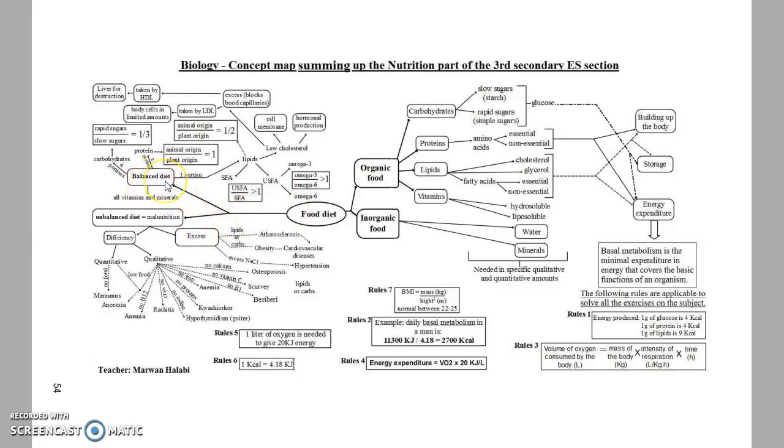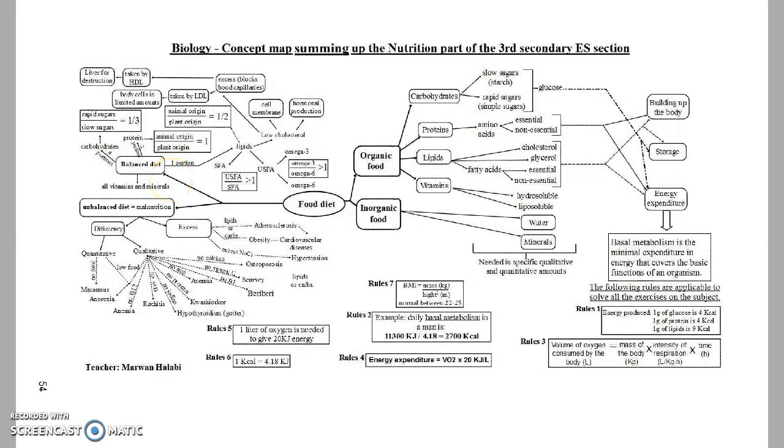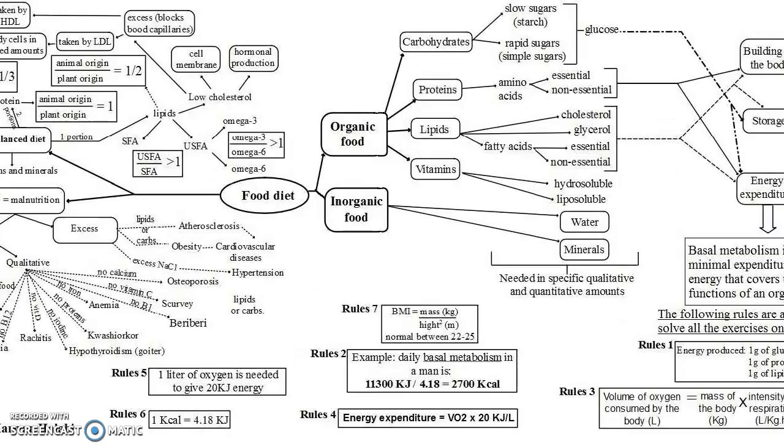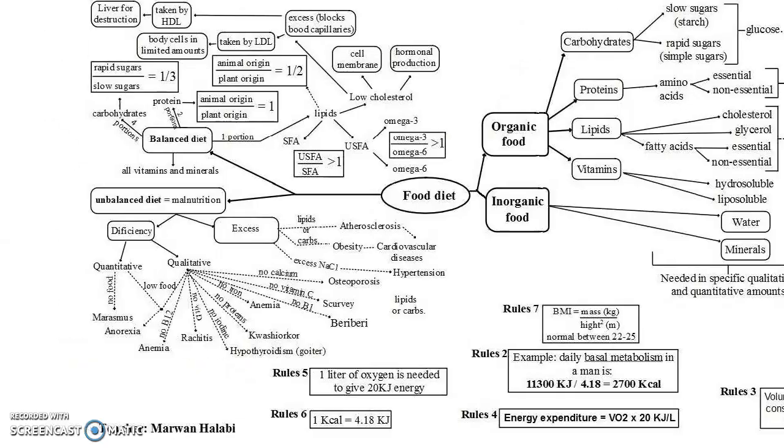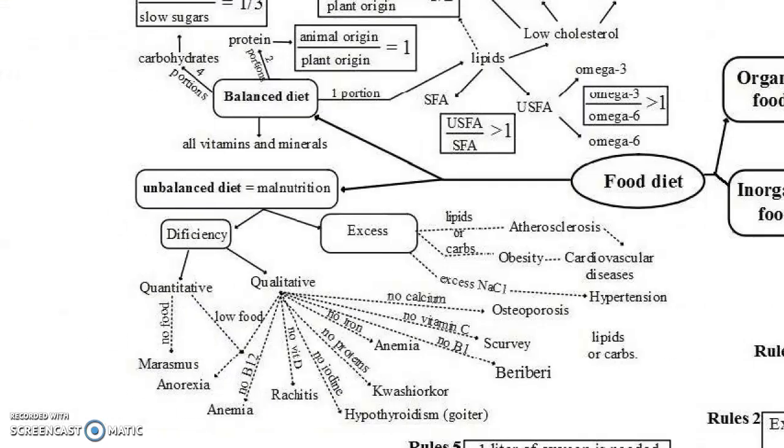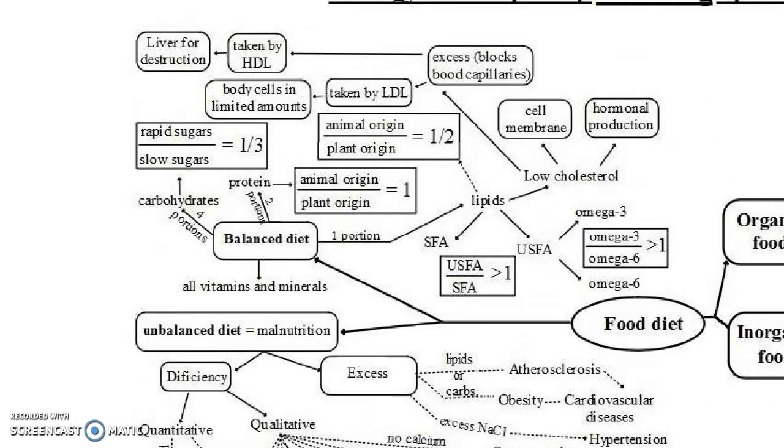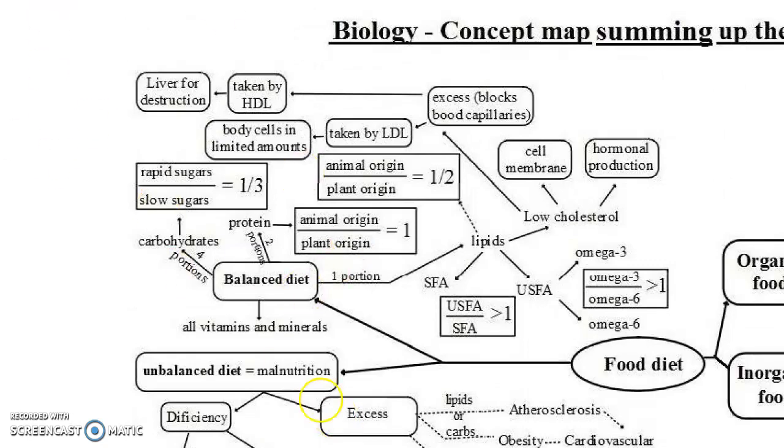So a balanced diet should contain four portions of carbohydrates, which should be taken in a ratio of 1 over 3 rapid sugar to slow sugars.